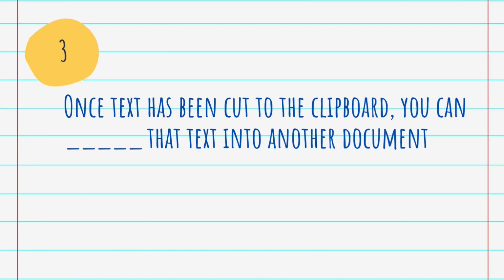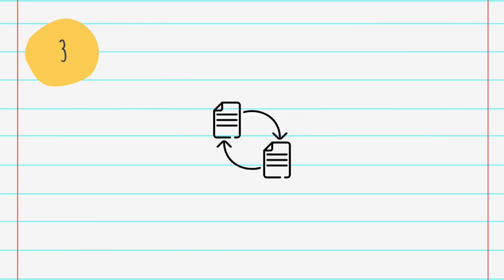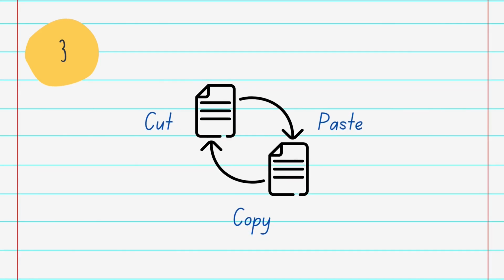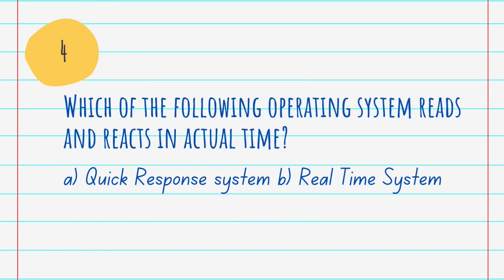Then our next question is, once text has been cut to the clipboard, you can paste that text into another document. We all know that cut, copy, and paste are different techniques for transferring data through a computer's user interface. The cut command removes the selected data from its original position, while the copy command creates a duplicate. The data from the clipboard is later inserted where a paste command is issued. The data remains available to any application supporting the feature, thus allowing easy data transfer between applications. Got it?